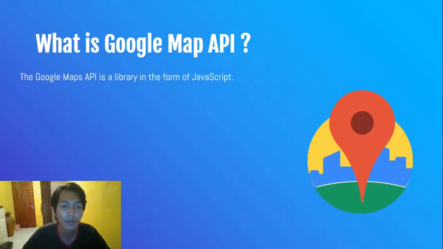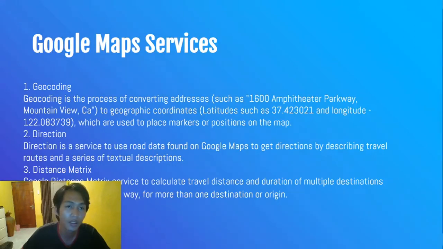So what is the Google Maps API? The Google Maps API is a JavaScript library. For my application, it is used to build the coding of the location. There are Google Maps services such as geocoding, directions, and distance matrix. I don't want to talk a lot about all of them. I'm going to talk about the one that I use, which is geocoding.